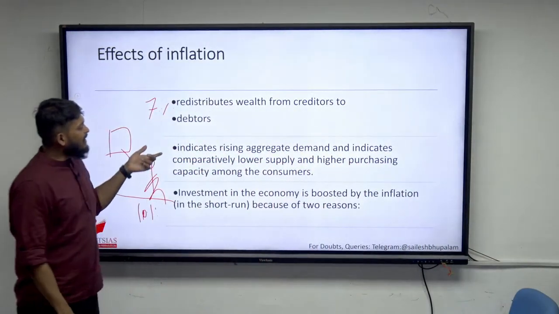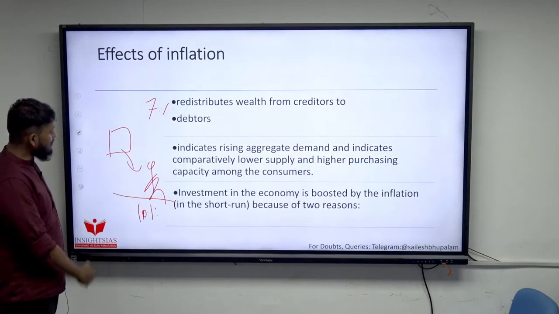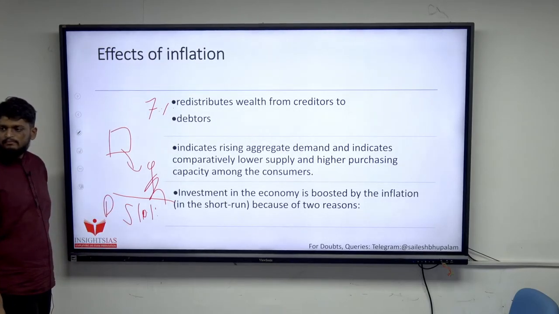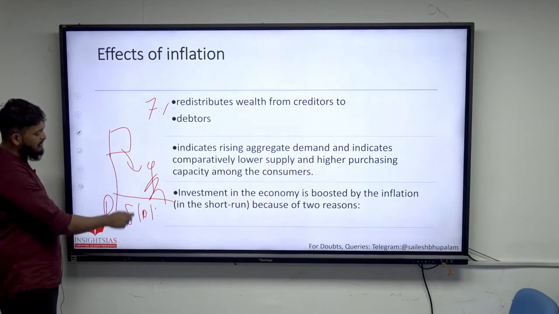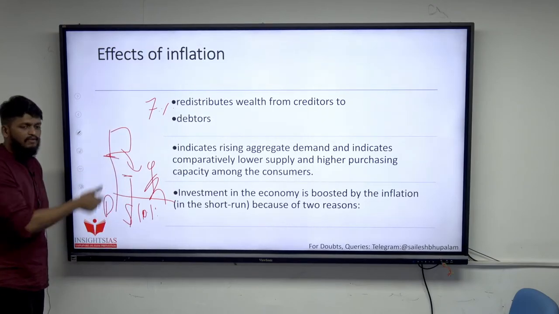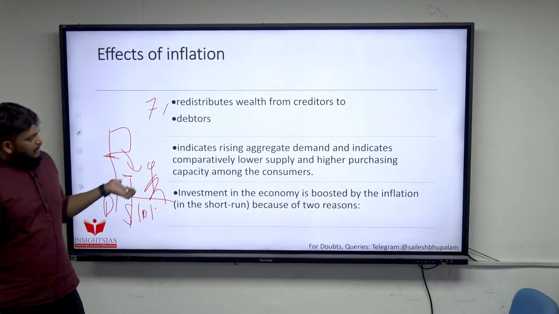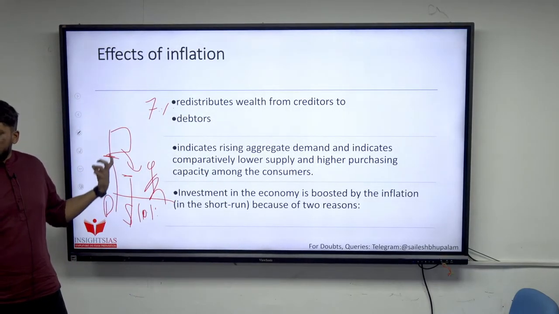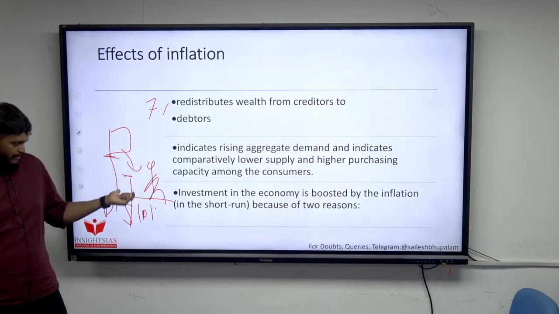Indicates rising aggregate demand, comparatively lower supply. If inflation is high, what does it tell us about the demand-supply equation? Which one is higher? Demand is higher, supply is relatively lower. That is why there is inflation. Demand is more than supply. It shows higher purchasing, because demand is high means people have both willingness and ability. That means it shows higher purchasing power.